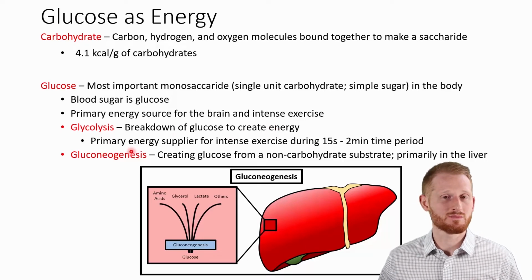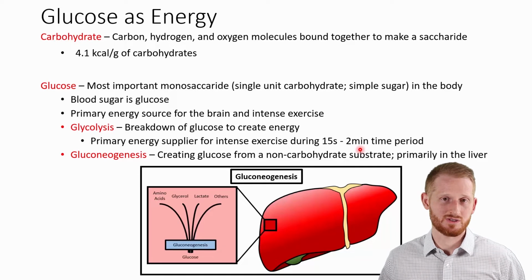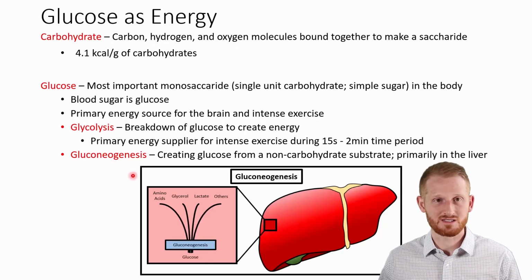And it is going to be the primary source of energy for intense exercise from about 15 seconds out to about 2 minutes of continuous intense exercise. Another term that you should be aware of is something called gluconeogenesis. This is when we take various substances that are not glucose and we turn them into glucose.